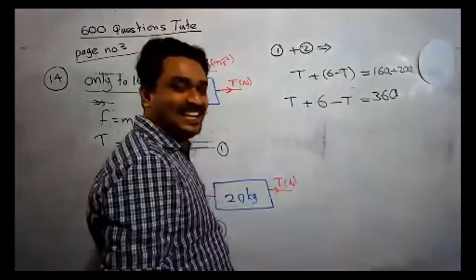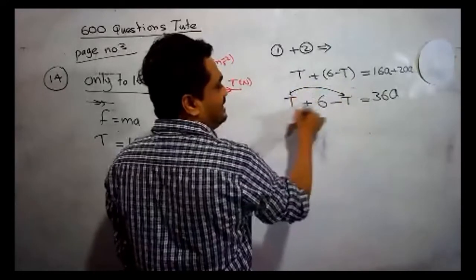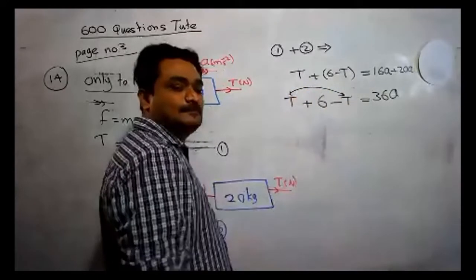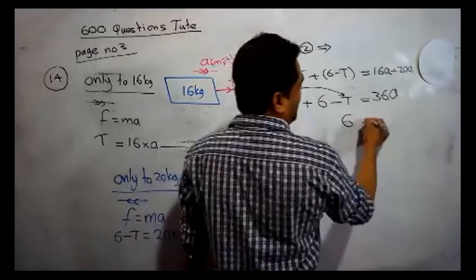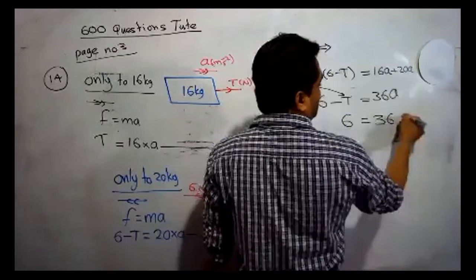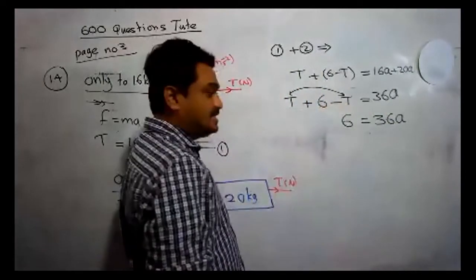Is it that much difficult? What will happen to this plus T and minus T? They cancel out. So 6 equals 36 times A, because plus T and minus T cancelled out.